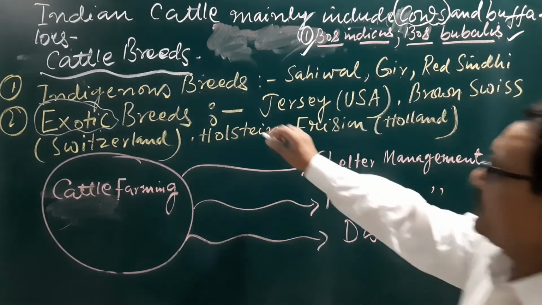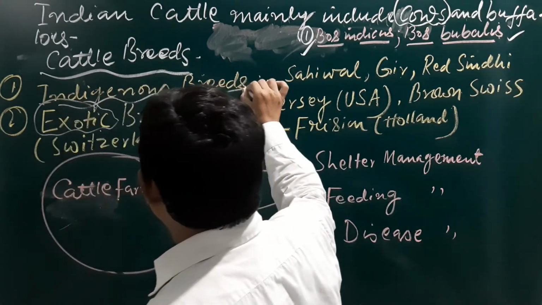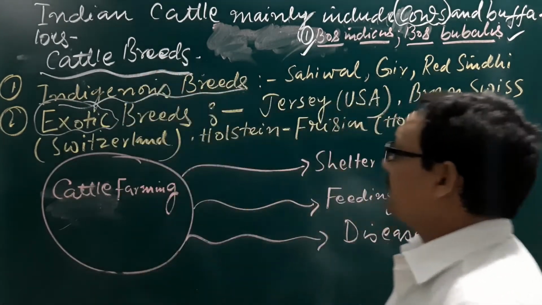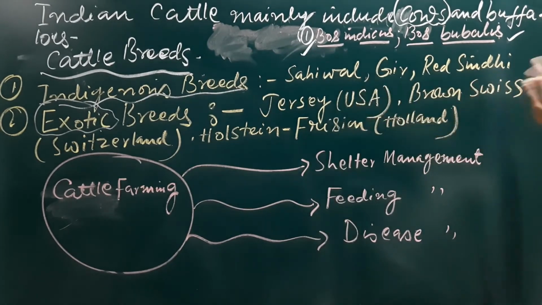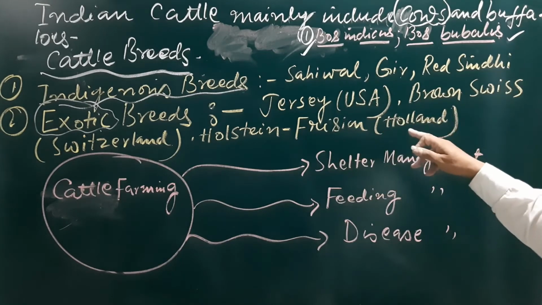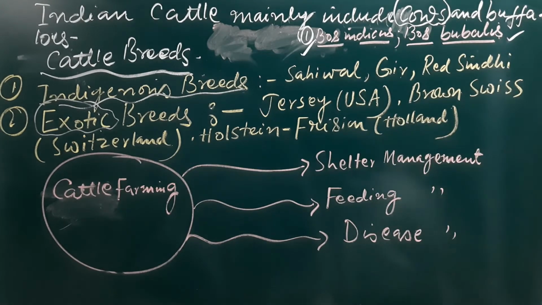Examples of cattle breeds: the indigenous breeds, that means our own country's Desi breeds, are Sahiwal, Gir and Red Sindhi. The exotic breeds are the Jersey from USA, Brown Swiss from Switzerland, and Holstein Friesian from Holland. So these are some breeds of cattle.